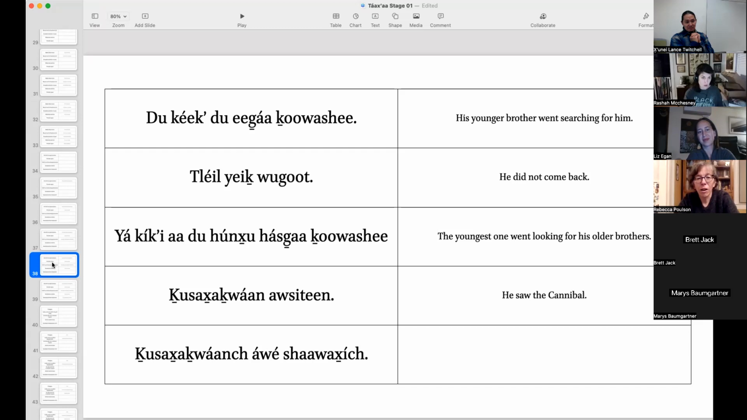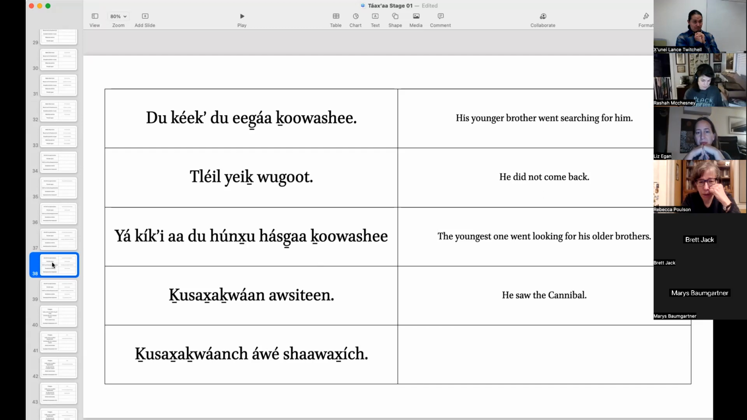Pasacha quant awa shawa kitch. Translation. The cannibal hit him on the head.